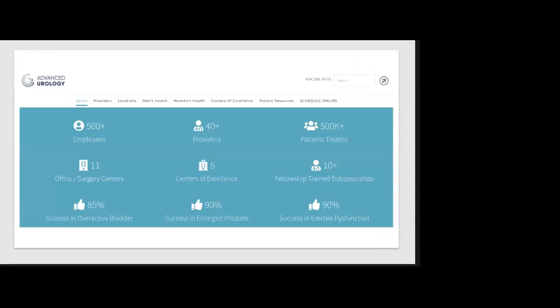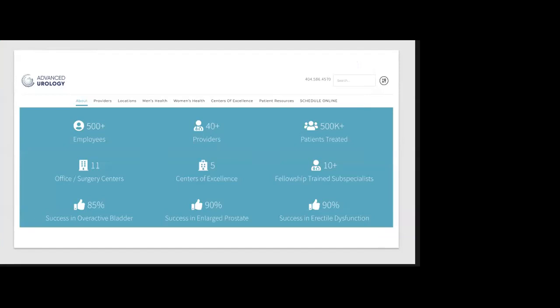Okay. So, I'm part of the advanced urology group. We're sort of a large urology group in the area with over 10 locations and 40 providers. Dr. Patel, who's on this meeting, is also part of that group. And we serve the sort of greater Atlanta area. A lot of our providers are fellowship trained, and we treat a wide variety of urology issues.